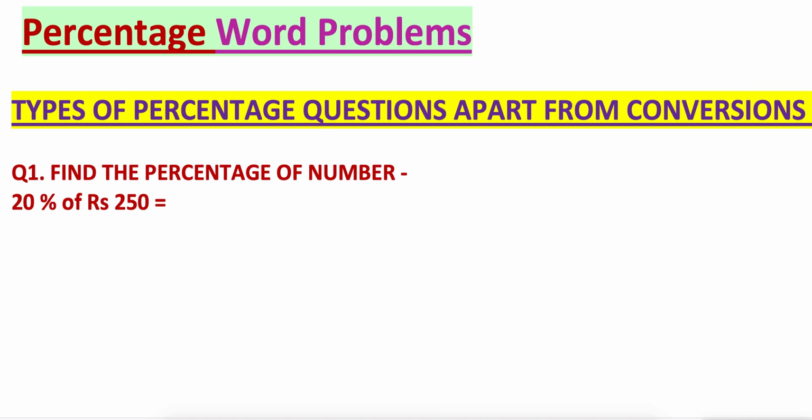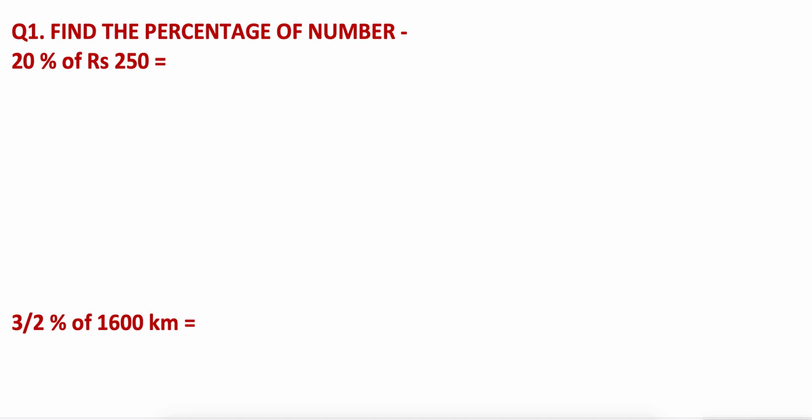Type of questions apart from percentage conversions. Question number 1. Find the percentage of a number. 20% of rupees 250. In this question, we are saying two things. First, we have to remove the percentage sign and second is the "of". Whenever "of" is given in a question, we have to replace "of" with multiplication. This we have already studied in my previous video of BODMAS and multiplication.